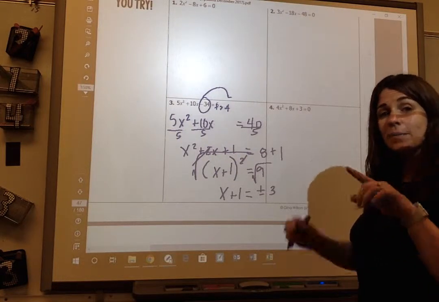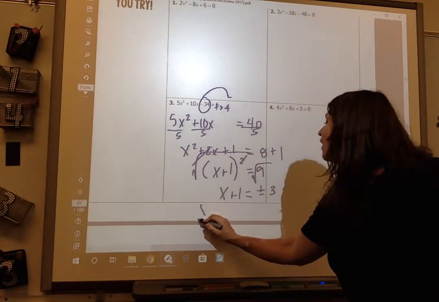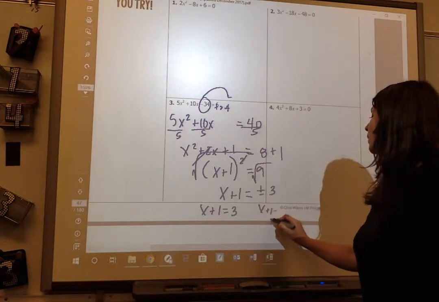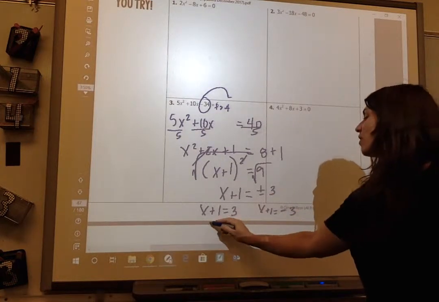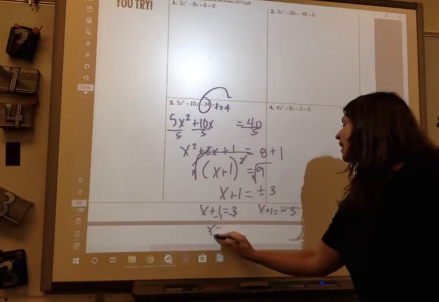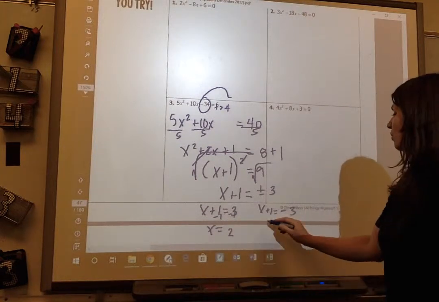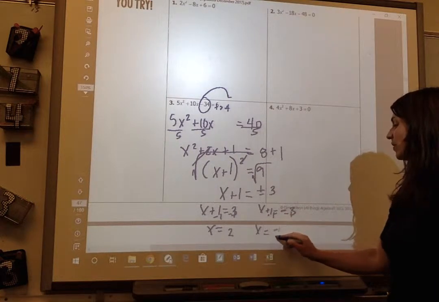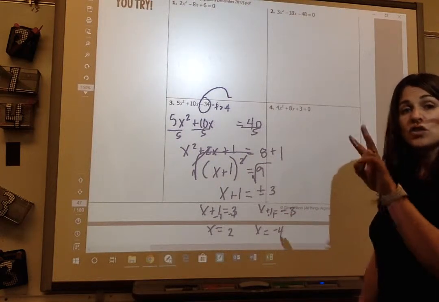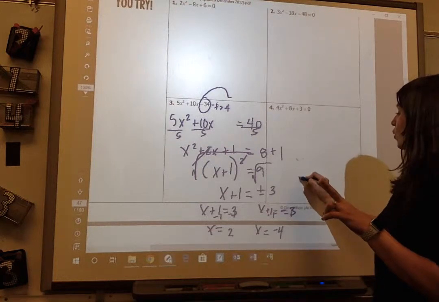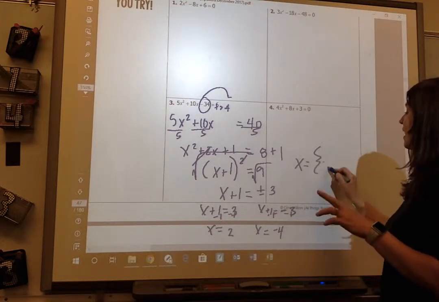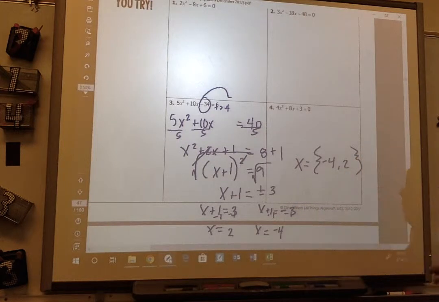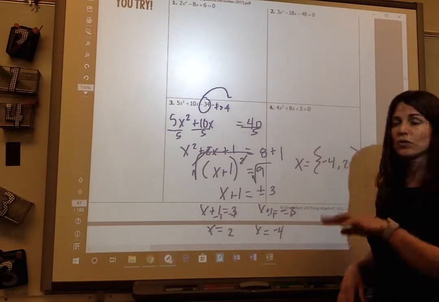So now I set my equation. I have 2 equations. I have x plus 1 equals positive 3 and x plus 1 equals negative 3. So when I solve, I subtract 1 and I get 3 minus 1 is x equals 2. I subtract 1 and x equals negative 3 minus 1 is negative 4. It is 2 numbers, so it's going to cross the x-axis at negative 4 and 2. Okay, so I've got to have it in bracket form because it means 2 solutions.